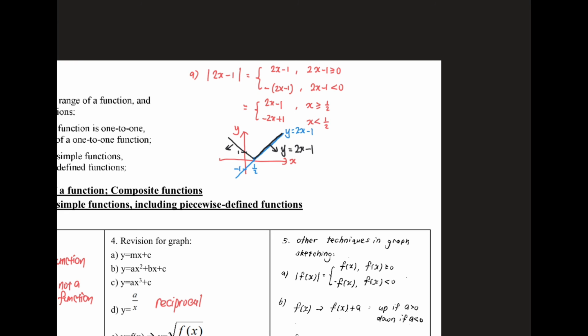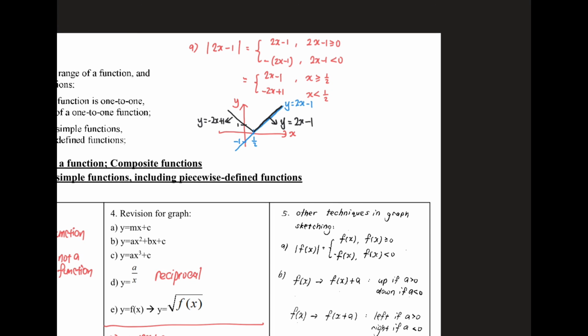Whereas this part is where the graph is reflected. As you can see, the second function here, when x is less than half, the function is minus 2x plus 1, which is this straight line. So this straight line with a negative gradient, the function is y equal to minus 2x plus 1. Okay, so that is the modulus function.